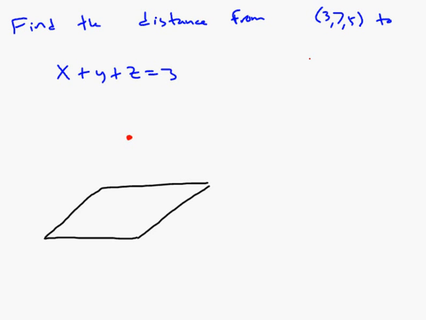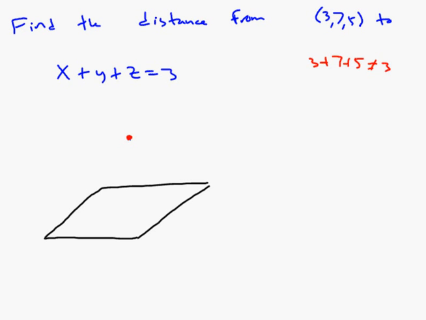We can check that real quickly by plugging this in. If we do 3 plus 7 plus 5, we do not get 3. Since it does not satisfy the equation of the plane, this point is not on the plane, and therefore the distance is not 0. Okay.